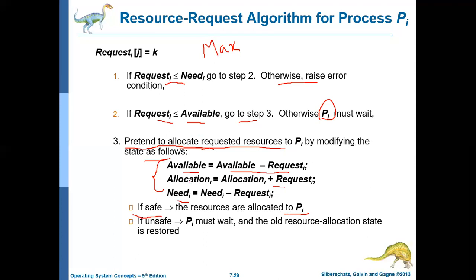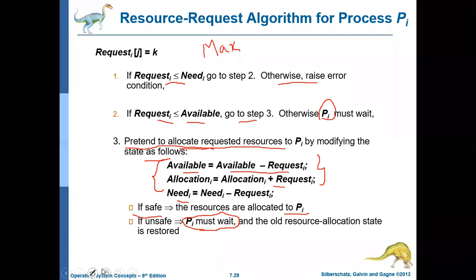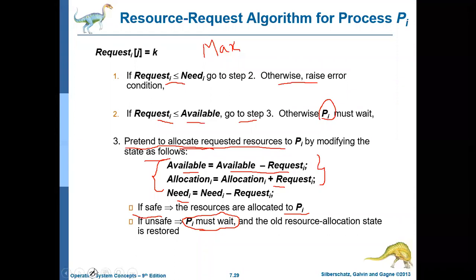Suppose after making the changes, the operating system observes that this will not keep the system in a safe state, that it will take the system to an unsafe state. Then the process Pi must wait, and whatever request Pi has made cannot be granted. The resource allocation state will be restored, that is, it will go back. This new state will not be taken; the previous state will be considered. So this is what the Banker's algorithm does. Basically there are two algorithms: one is the safety algorithm, the other is the resource request algorithm.